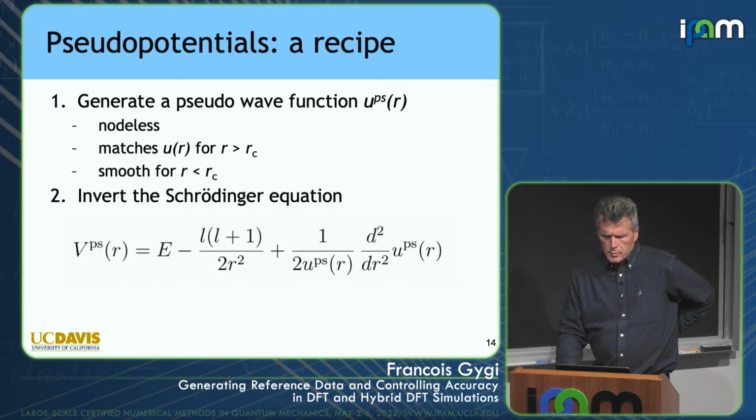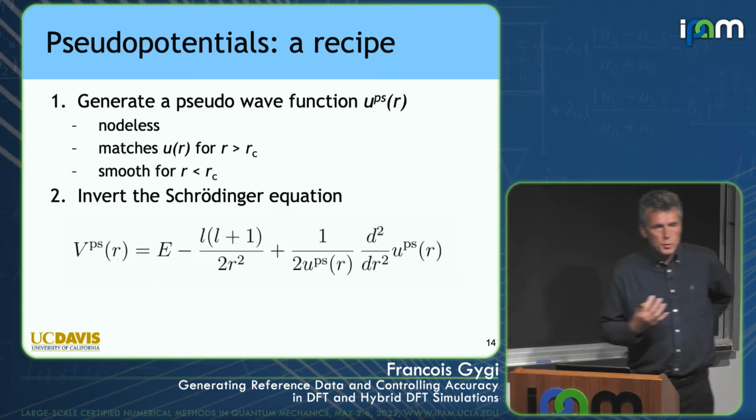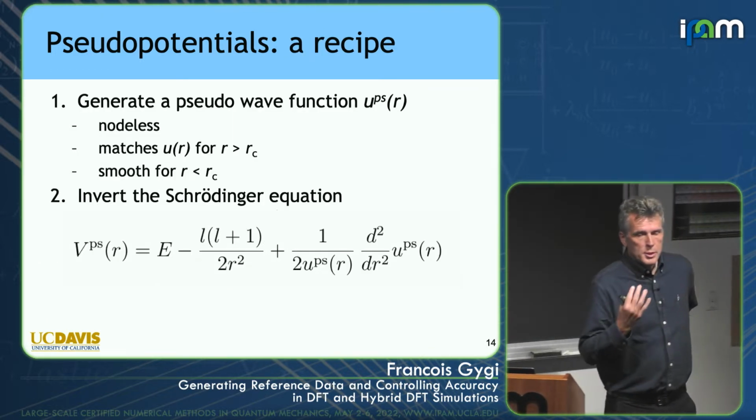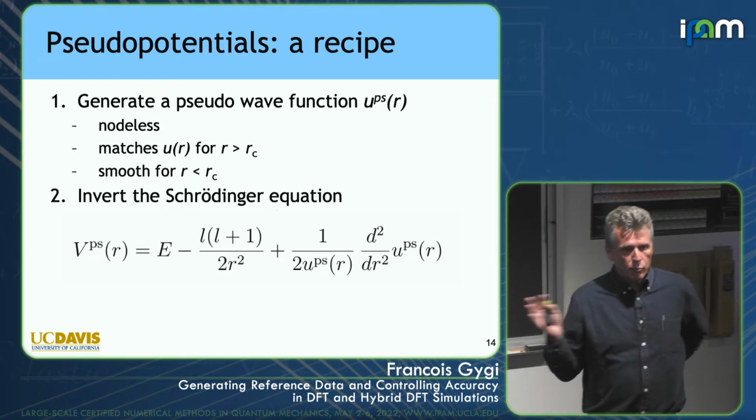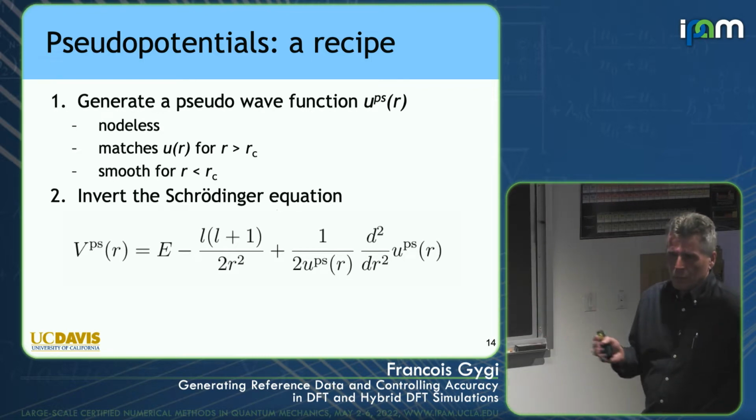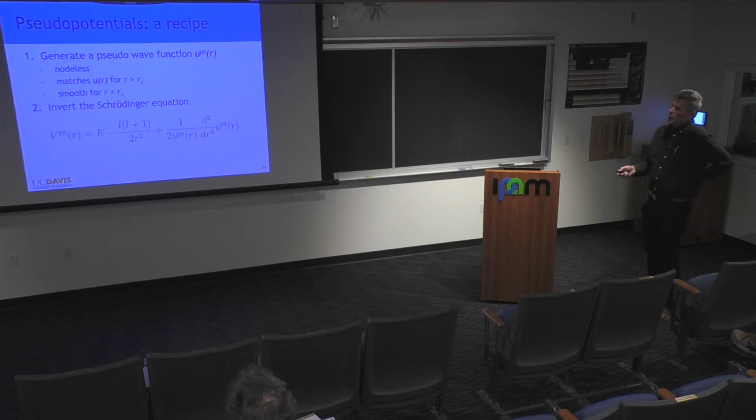So let me just show one example of a recipe to make a pseudopotential. I'd say it's a recipe. It's not the recipe. There are many different ones, and I don't have the time to go into all of them. But this would be one way you could do that. You would first, of course, solve the problem for all electrons. And then you could try to generate a pseudo wave function, the u_PS(r), that has to be nodeless, will match your solution beyond r_c, and is smooth within r_c.